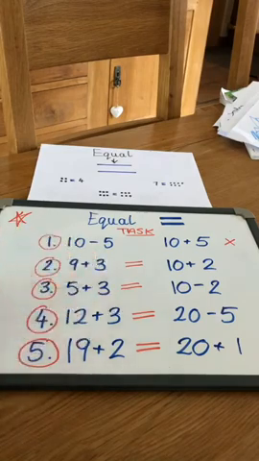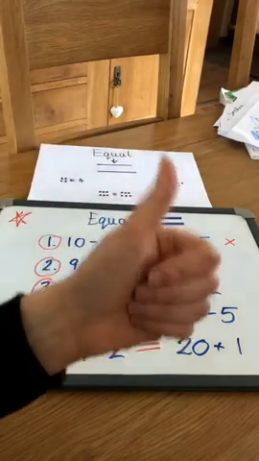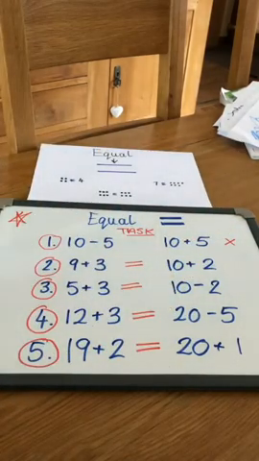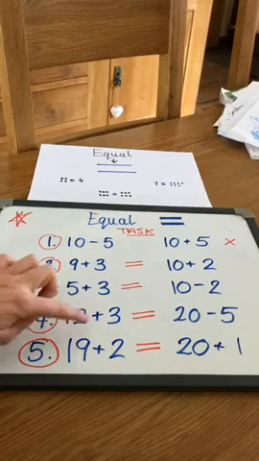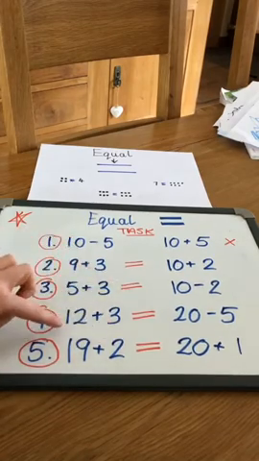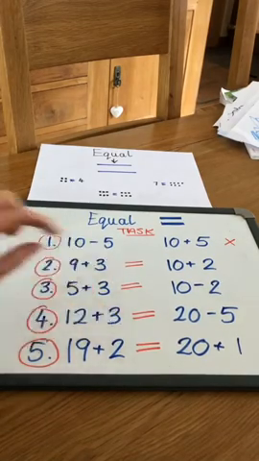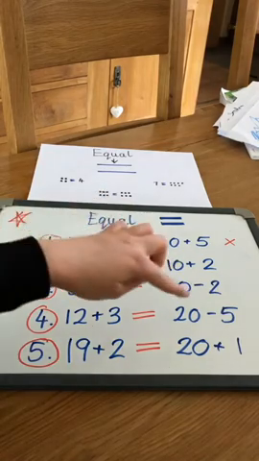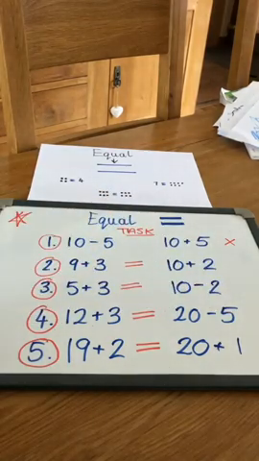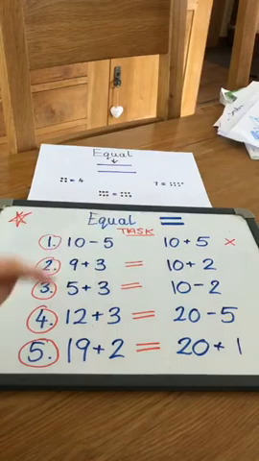12 add 3, so 12. Add on 3. Now you can do that by putting 12 in your head and then going 13, 14, 15. Or if you know that 2 add 3 is 5, then you'll know that 12 add 3 is 15. Now 20 take away 5 is 15, so they are equal as well.